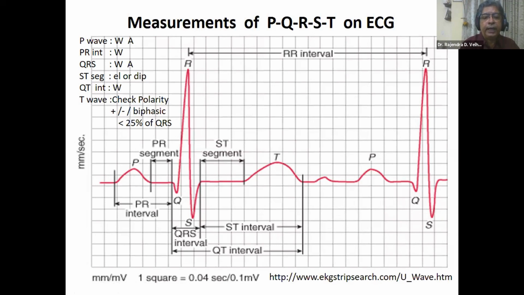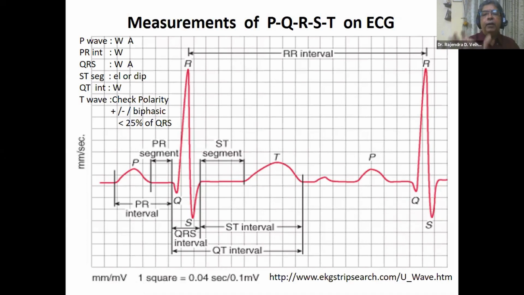Then there is a QT interval. QT interval is a summation of total ventricular activity, that is depolarization plus repolarization. So these are the sum of the measurements. And lastly is the RR interval. RR interval is the interval between the two R waves. It gives us information regarding two factors.